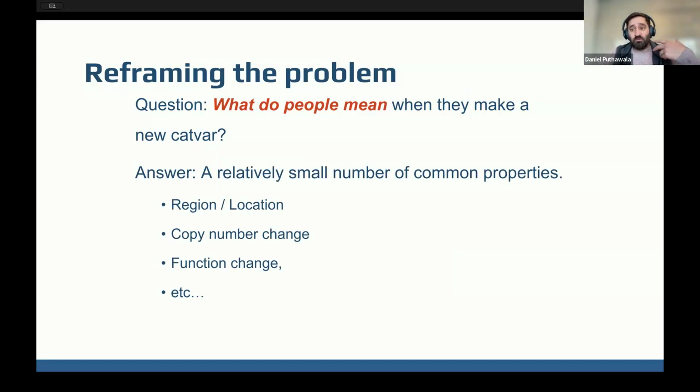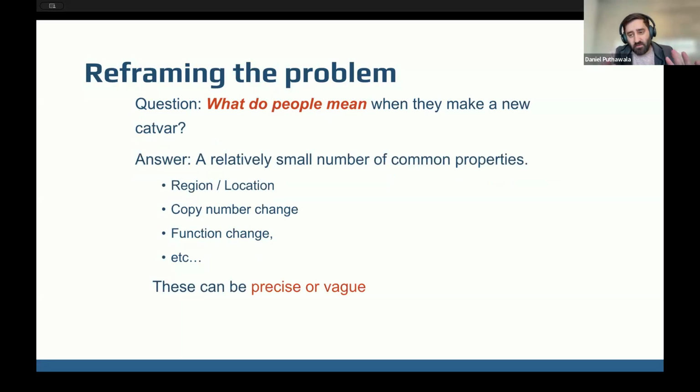They might be talking about a particular region that a variant's in or a change in that location. They might be talking about a quantitative change related to copy number. They might be talking about a function change, or so on and so forth. So these individual properties that come up again and again and again, that were clinically interesting or relate to biological underpinnings, these are the kinds of things people are trying to refer to. And so we said, well, what if we represent that?